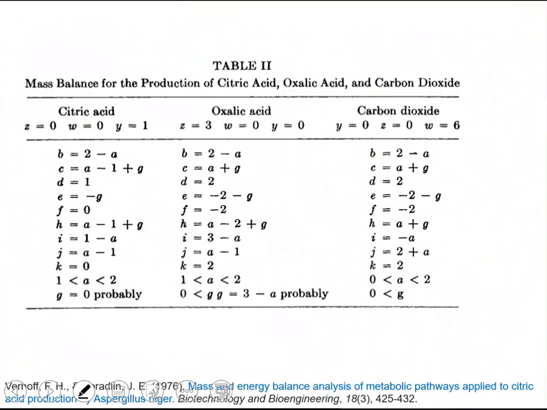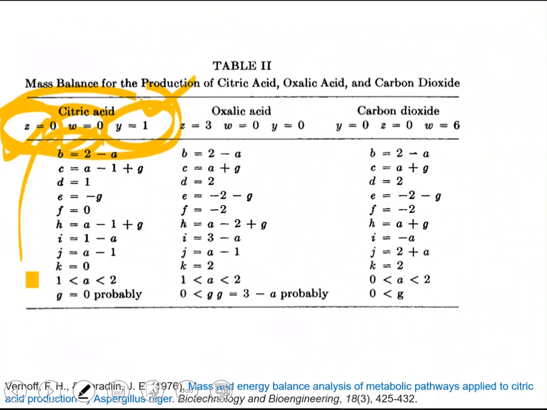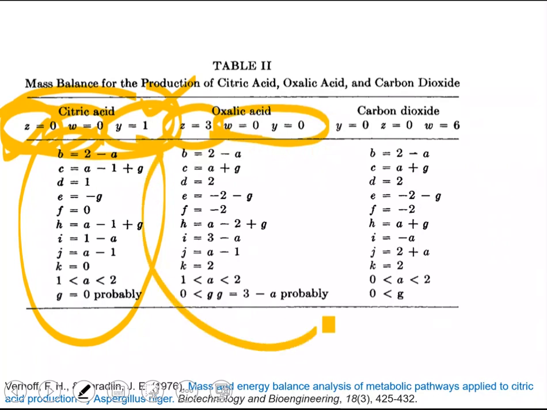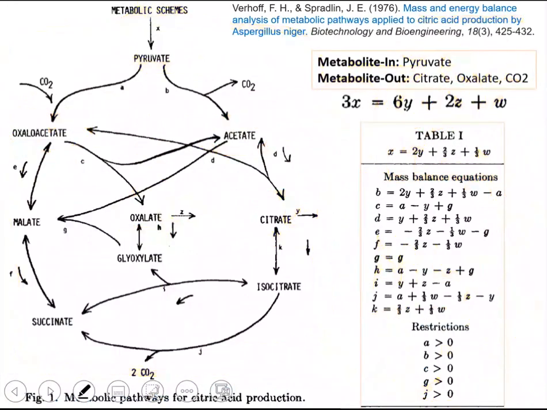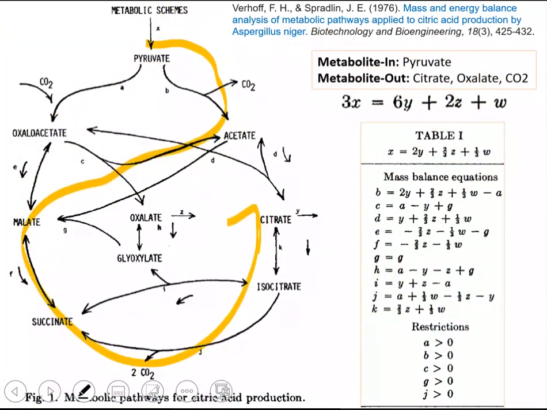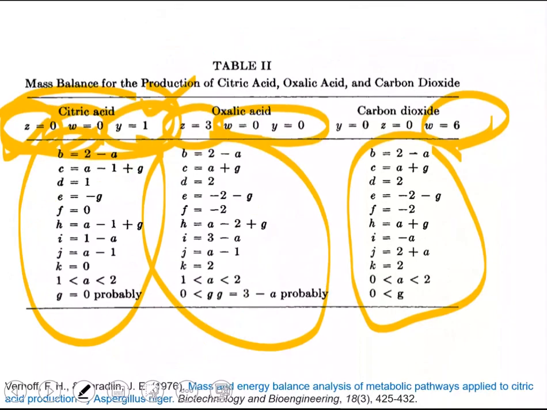Rather, they try different scenarios. This is the scenario where Z is 0, W is 0, and Y is 1. So there is no oxalate production, no carbon dioxide production, only citric acid production. What would the mass balances be in this scenario? Or what would they be if we had oxalic acid production and no carbon dioxide or citric acid production? And what would the scenario be if we only have carbon dioxide production? For each of those cases, they try to predict active routes in this metabolic network. If only citrate production is active, what is the route in this network to produce citrate, for example? Similarly for oxalic acid and carbon dioxide production, you will see the corresponding routes they have predicted in their paper.